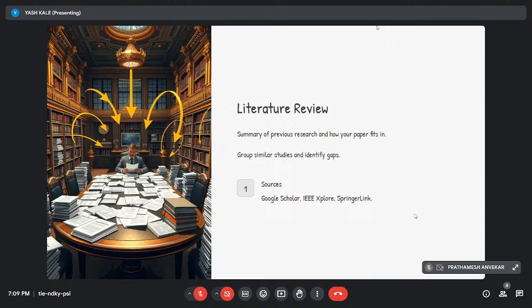To find good research papers, you can use tools like Google Scholar, IEEE Xplore, and SpringerLink. Using these tools, you can find research papers related to your topic, and then identify the gaps that your research aims to fill, and also study those research papers. And it's important to cite research papers that are directly related to your research to show that you are building on a strong foundation.